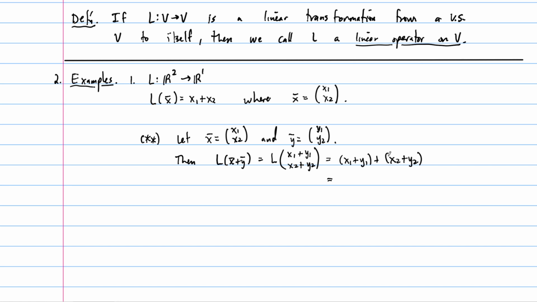But after I've written it this way, then I can rearrange by the commutative and associative properties of real numbers, right? And this can be written as x1 plus x2, then plus y1 plus y2. Each of these, of course, we can use the definition. A definition goes in both directions, right? So we can use this to replace our x1 plus x2 with L of x. And similarly, y1 plus y2 must be L of y.